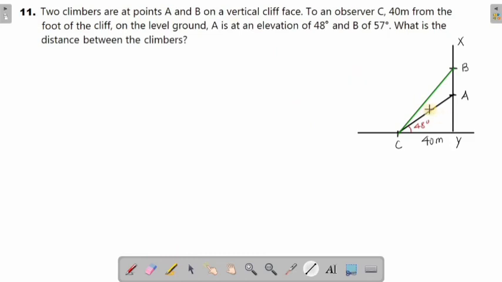So let me write it here. This angle is given to be 57 degrees. Now what is the distance between the climbers? That is, what is AB? That's what you need to find. So basically what you do is, using the smaller triangle find AY, using the bigger triangle find BY. Now from BY you subtract AY, you get AB. Okay, so you try this problem by yourself. I have drawn the diagram for you. Pause the video and note down the diagram.